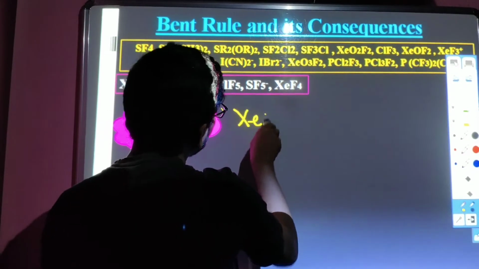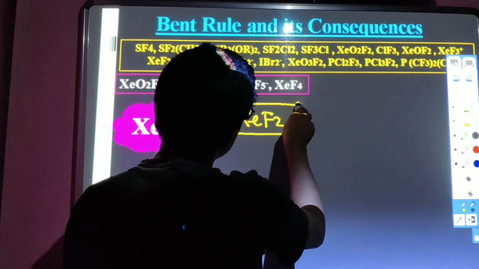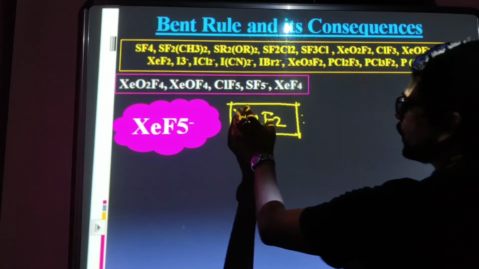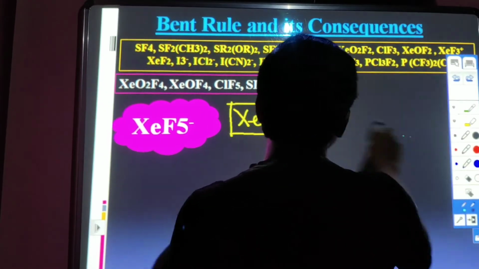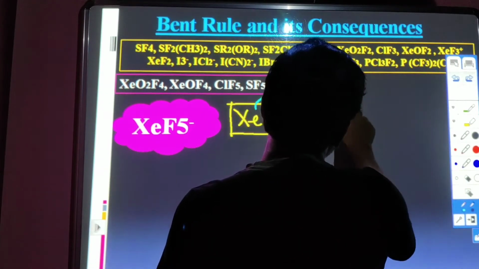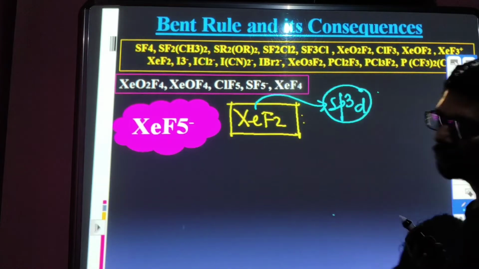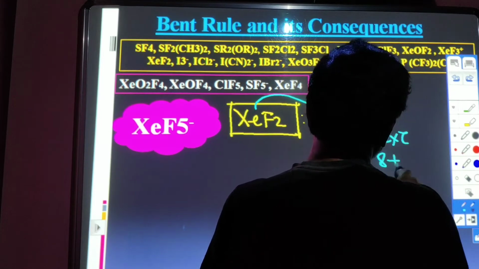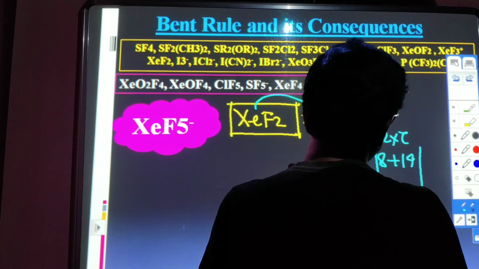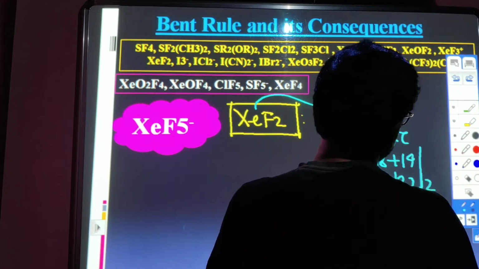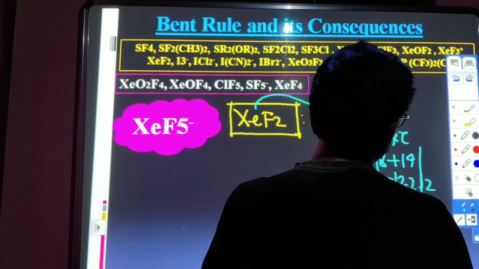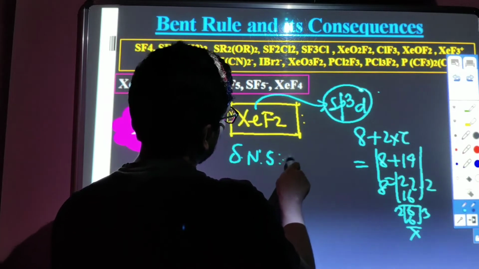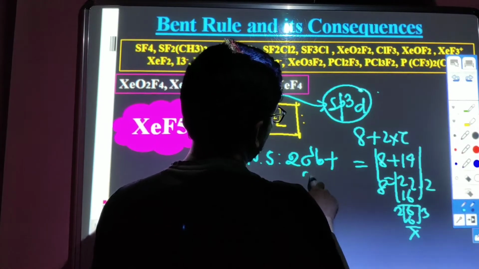If you get the hybridization of xenon in XeF2, it will be basically sp3d, that you can calculate. 8 plus 2 multiplied by 7, 8 plus 14, 22. 2 bond pairs plus 3 lone pairs, steric number 5.